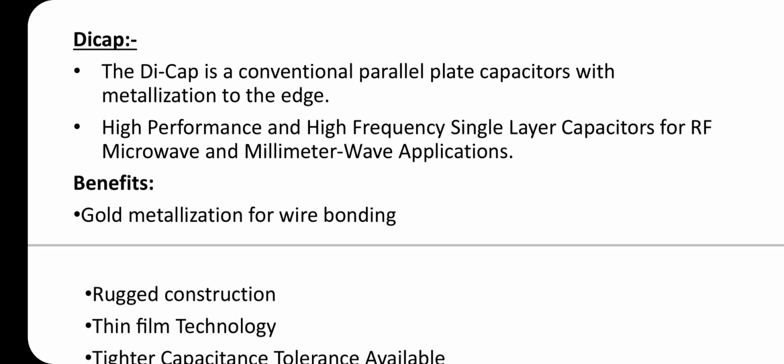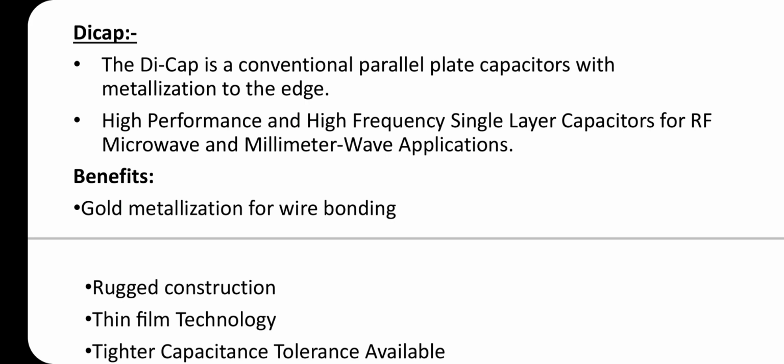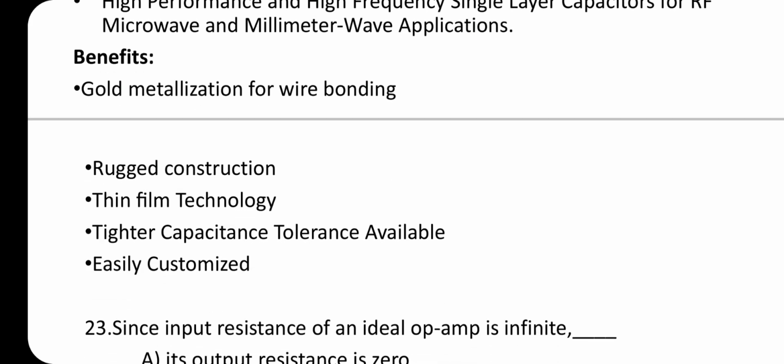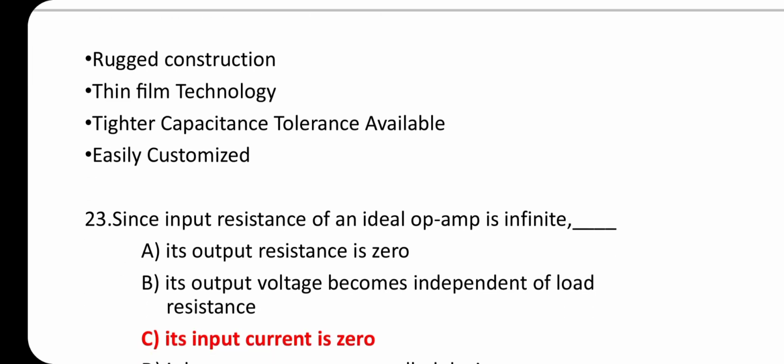What is die-cap? The die-cap is a conventional parallel plate capacitor with a metallization to the edge. High performance and high frequency single layer capacitors for RF, microwave and millimeter wave applications. Benefits: gold metallization for wire bonding, rugged construction, thin film technology, tighter capacitance tolerance available, easily customized.